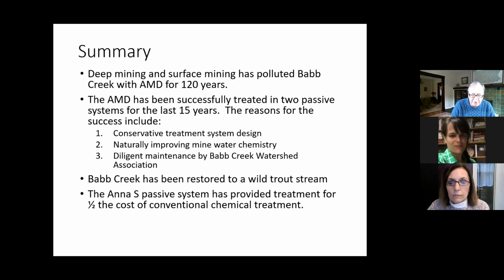The chemistry of the water got better. Very important part of this story. This is true everywhere in Pennsylvania. The chemistry of the water, which was so bad in Pennsylvania in the 1970s and 80s and early 90s, is getting better, and that's helping us. And really important here is we have a Babb Creek Watershed Association, which has been very diligent in taking care of the system. And the good news is all the success has been achieved for half the cost of what it would have been to install a chemical treatment plant.